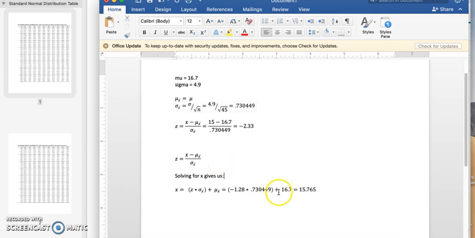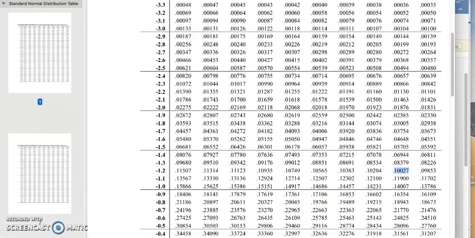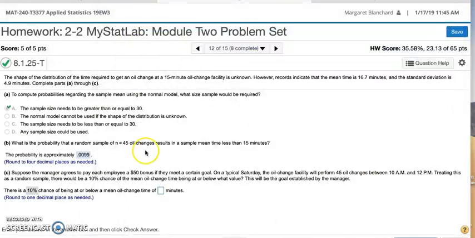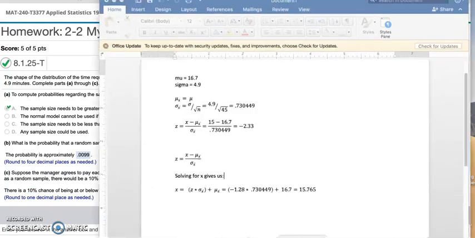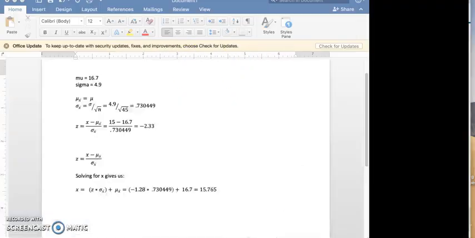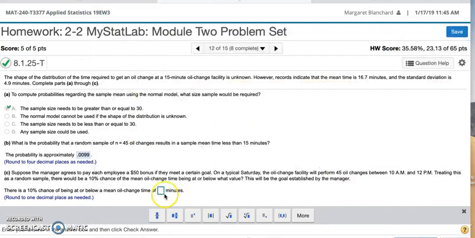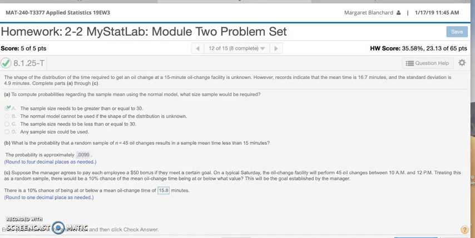Then we need to add in our sample mean, so we have plus 16.7. Once I plug those into the calculator, I get 15.765. So let's plug that back into our problem. We need to round to one decimal place, so 15.8 once we round. So 15.8 minutes. Check answer.